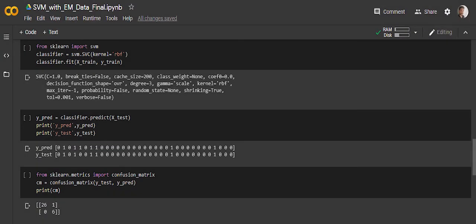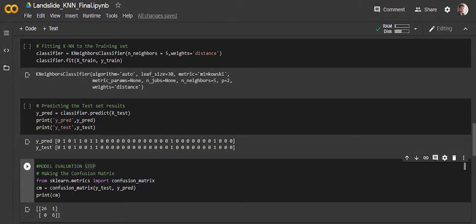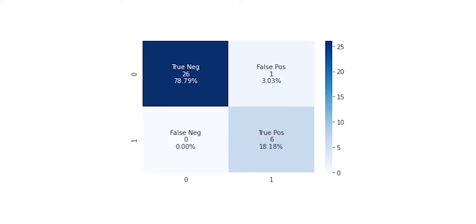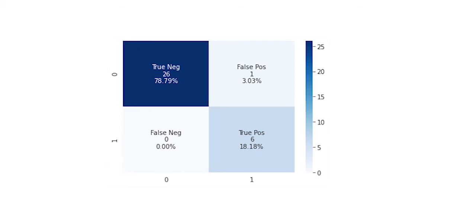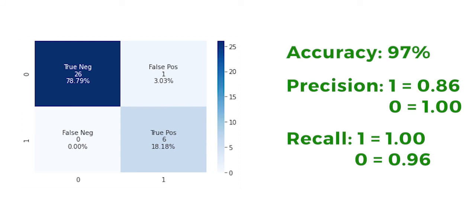Here are some snaps of code for training the models we have built for the prediction. First is the SVM classifier and the next is KNN. The model was trained using pre-processed historical datasets. We have obtained a result as shown here. Both SVM and KNN have obtained an accuracy of 97%, with precision of 1.0 for case 0 and 0.86 for case 1. Also, recall is 0.96 for case 0 and 1.0 for case 1.